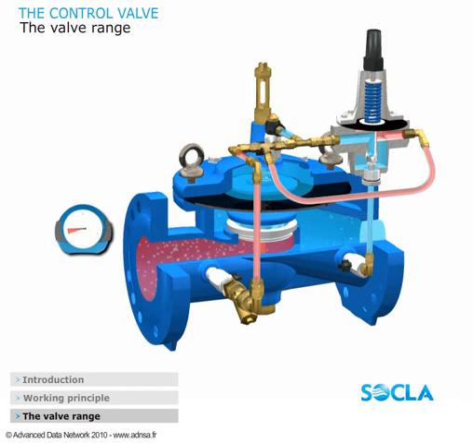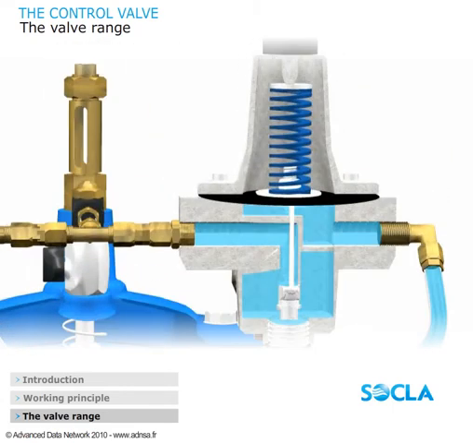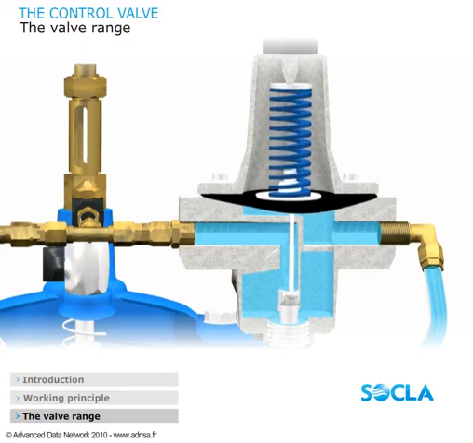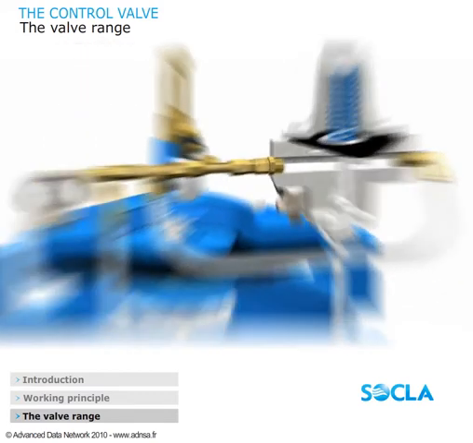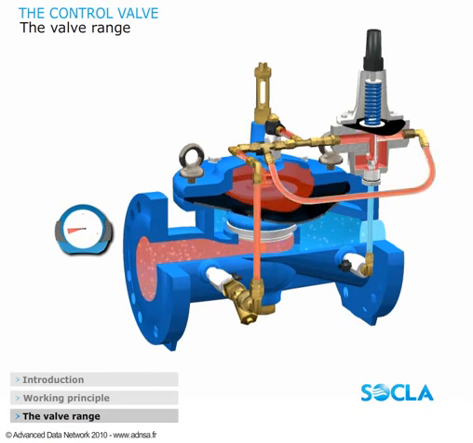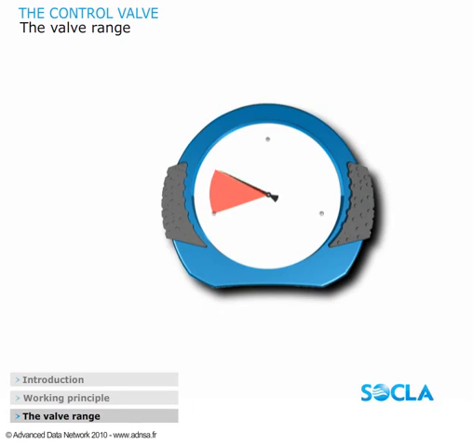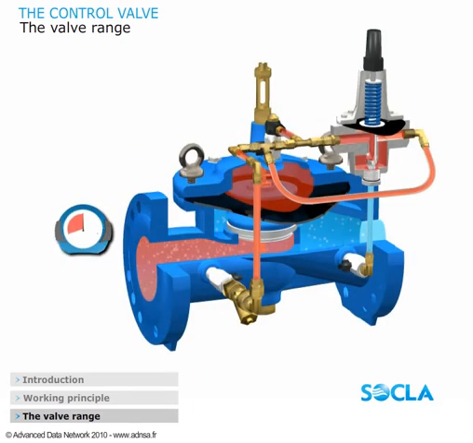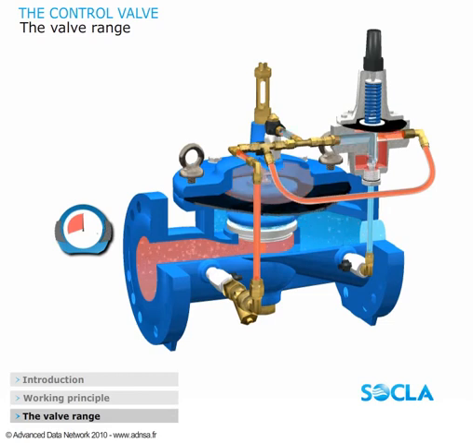Upstream pressure falls below the preset level. It's therefore no longer able to overcome the strength of the pilot valve spring, which causes the pilot valve to close. The main valve will also close in order to increase the level of upstream pressure. When the upstream pressure returns to the preset level, the pilot and main valve open again.